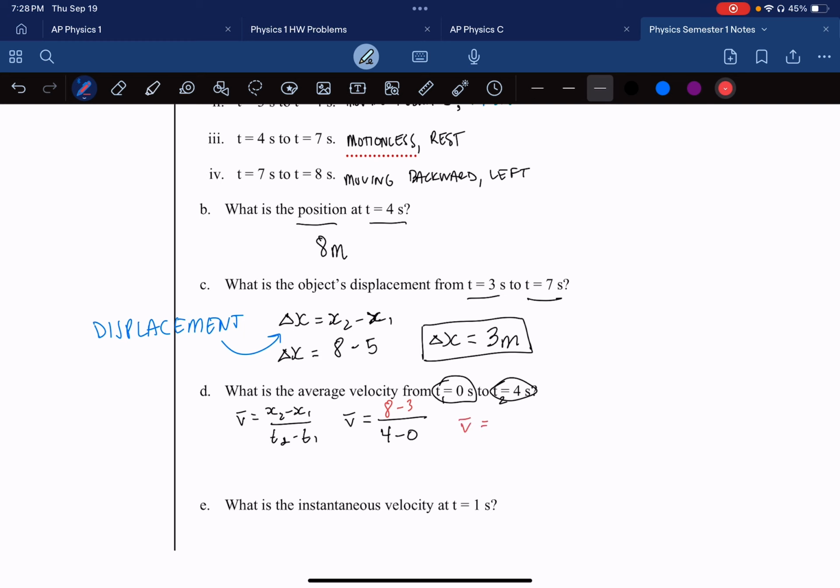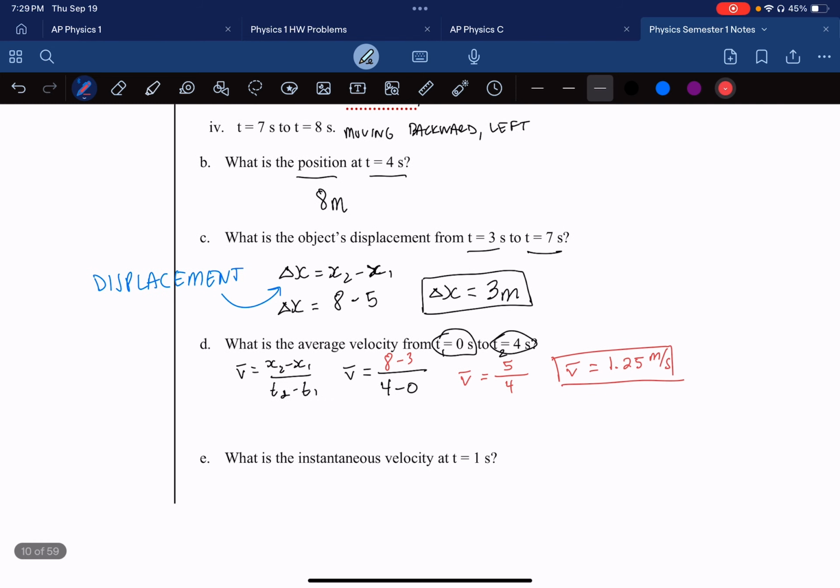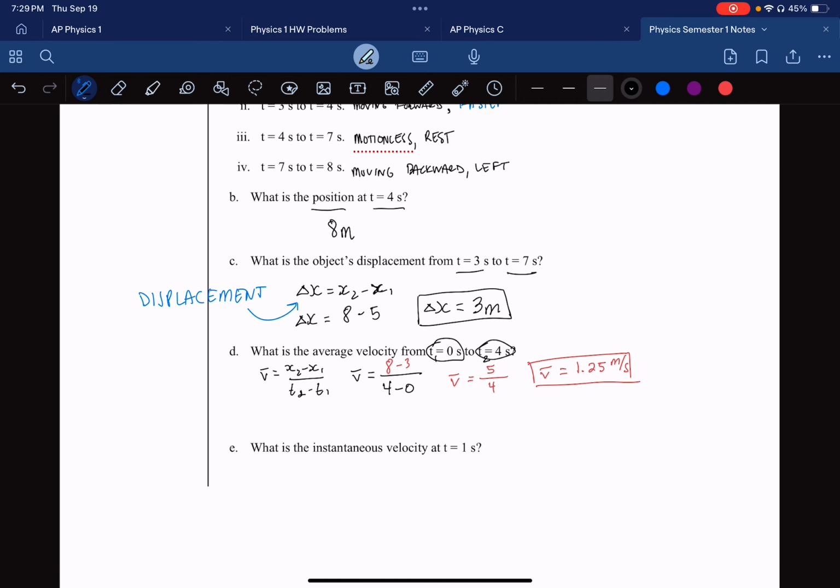Of course, you can type this in your calculator. I recommend typing in the whole fraction. Just say 8 minus 3 over 4 minus 0. I don't have one in front of me, so I'm just going to calculate this. This comes out to 5 over 4, which is 1.25 meters per second. Okay.